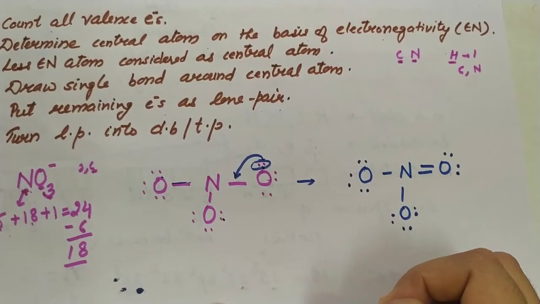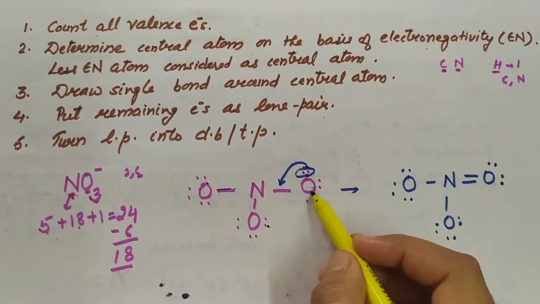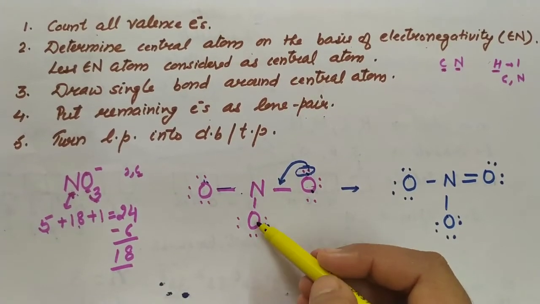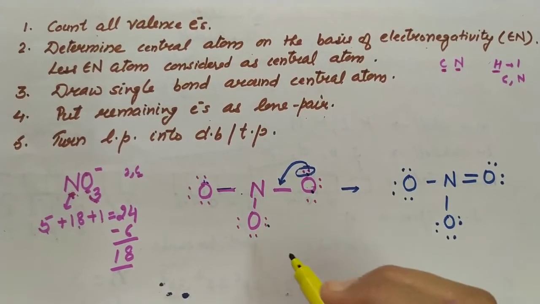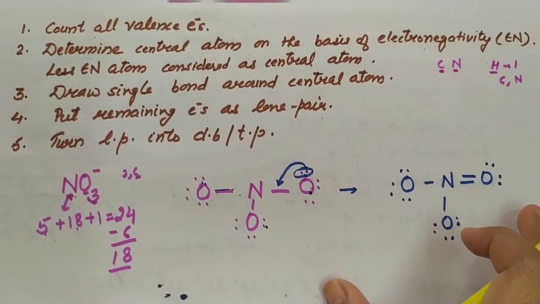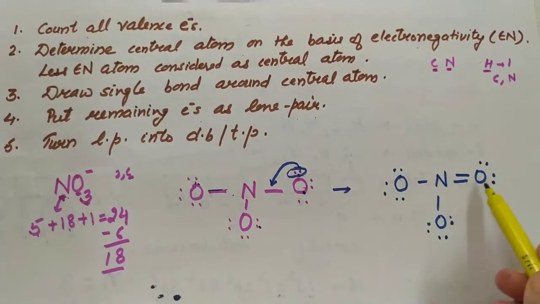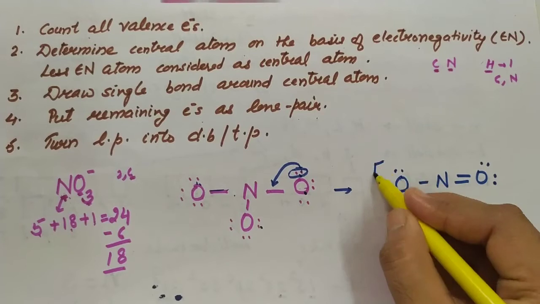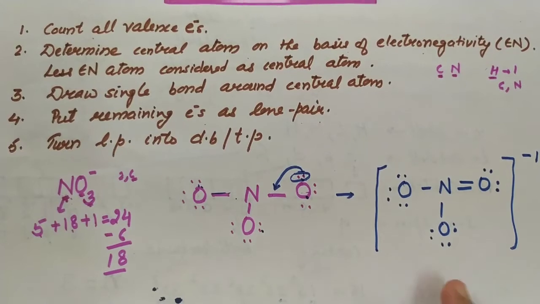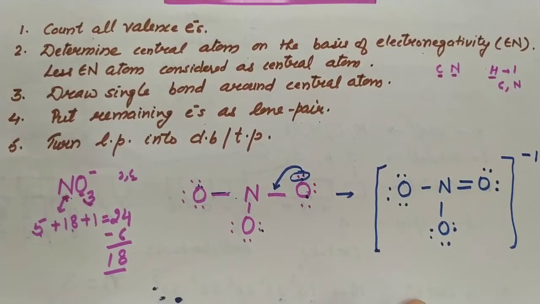So these structures are the resonating structures, as the lone pair from this oxygen, the lone pair from this oxygen, as well as the lone pair from this oxygen can be shifted to this bond. So there are three possible resonating structures. You can draw any of the structures and these three structures are right. But in this case, we have to write NO3 minus, so the whole ion carries a minus charge. Just like this, this is the Lewis dot structure of NO3 minus.